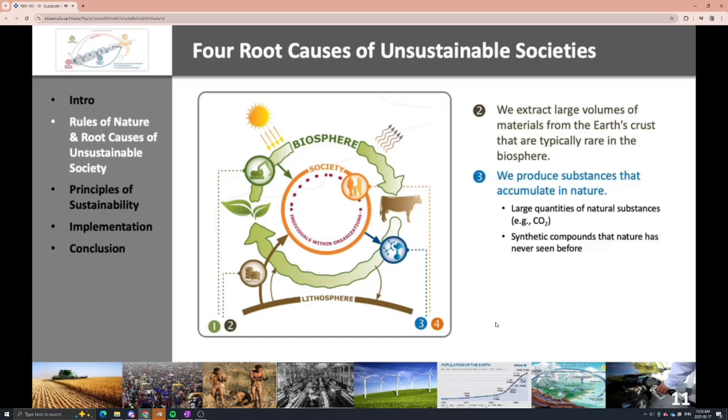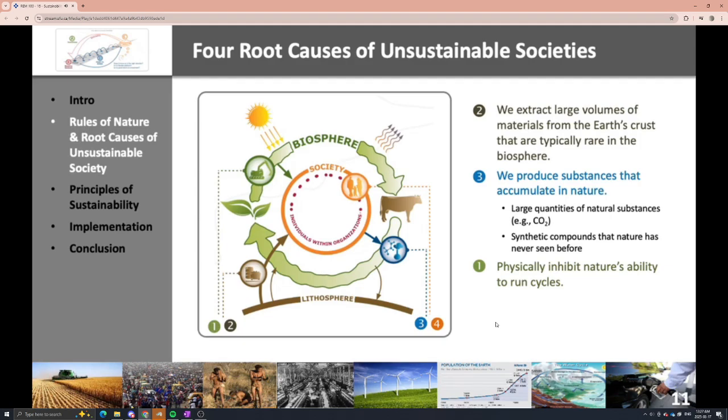The second issue is that humans produce a lot of substances that accumulate in nature because neither the geological nor the biological cycles are able to cope with these substances that we've been producing. This can be natural substances like CO2, where we simply produce more CO2 than what is produced naturally by plants, or synthetic compounds that we produce, like plastics, that would normally not exist at all. So it is no surprise that the natural processes are unable to deal with the addition of these substances that humans produce.